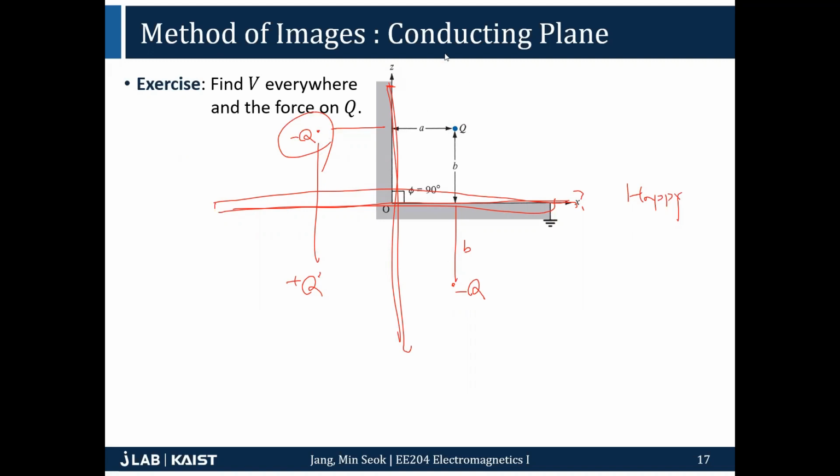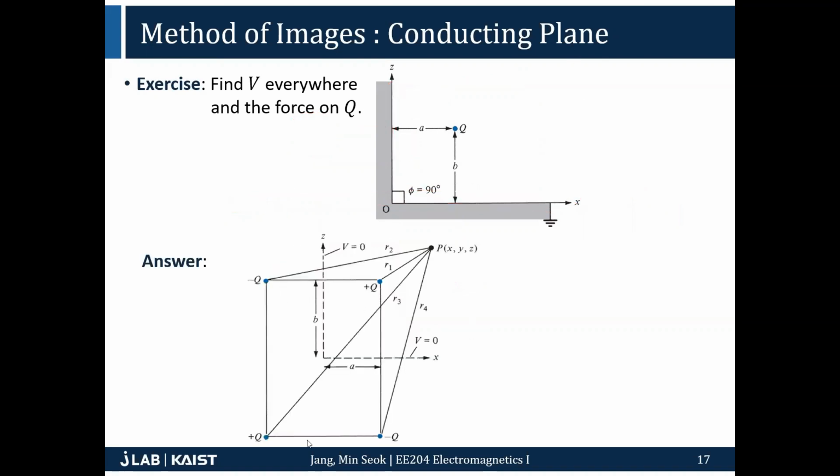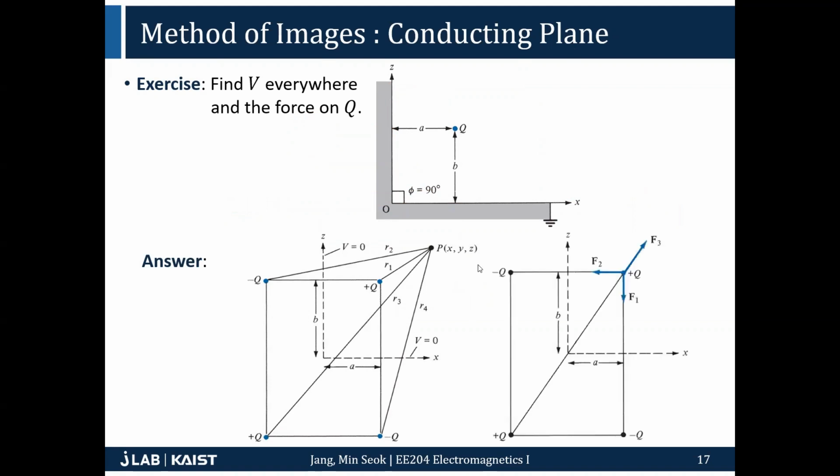So this is how you solve this problem. The potential inside this region behaves as if you have three image charges at these specific positions, right? And that's the end of the story. Once you put these image charges, that's it. And of course, the force that this charge feels can be obtained by calculating the force due to these charges too.